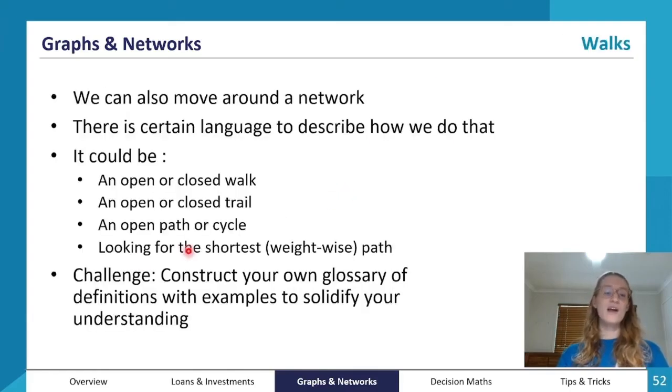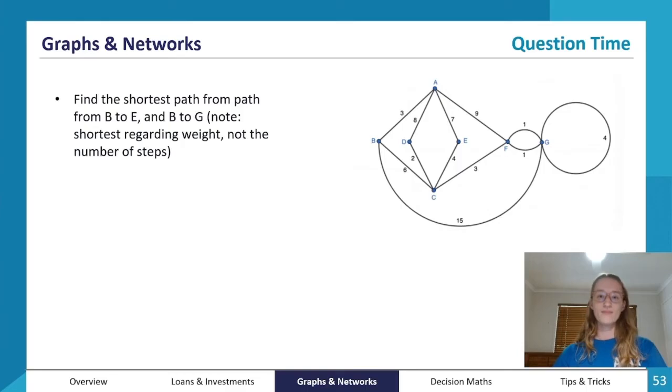So one thing I did mention that we are going to go into in a bit more depth is looking for the shortest path. And when I say shortest, I'm not talking about the shortest number of steps. I'm talking about the shortest weight-wise. So we want the lowest weight, whether that's the lowest cost, the lowest time, the lowest amount of kilometers. We're looking for the lowest weight. So like I said, when we're talking about the shortest path, it would probably actually be more accurate to say the lowest weight. Because for example, we're going to be looking at finding the shortest path between two different vertices.